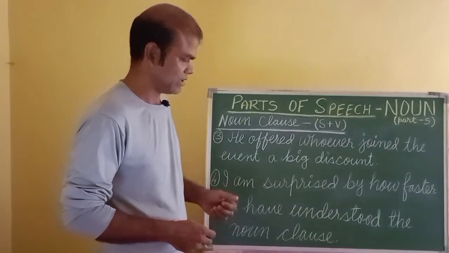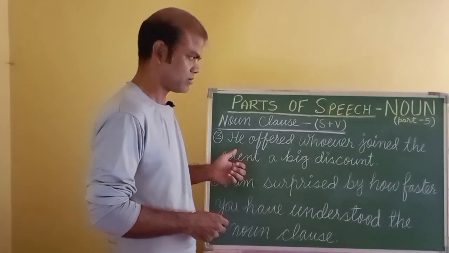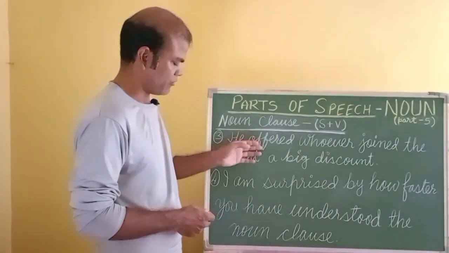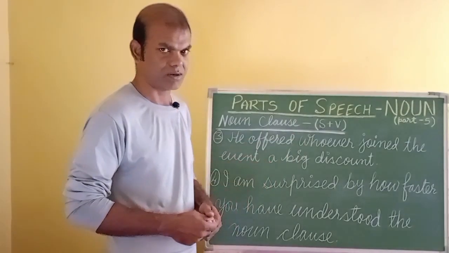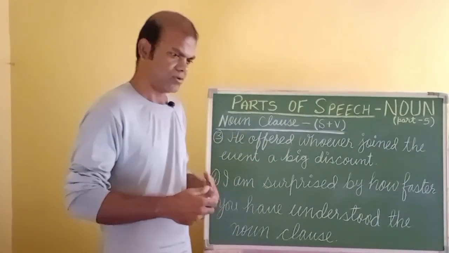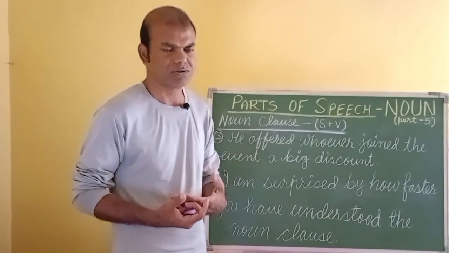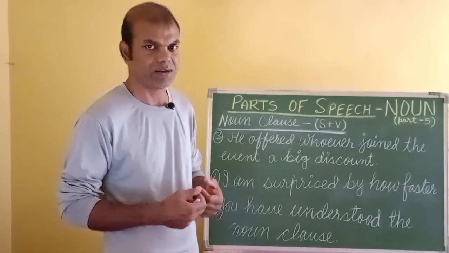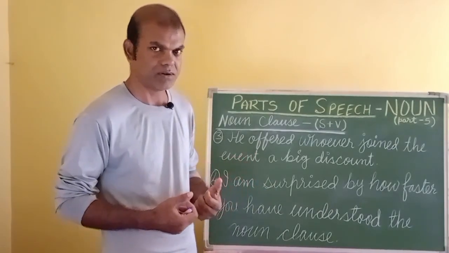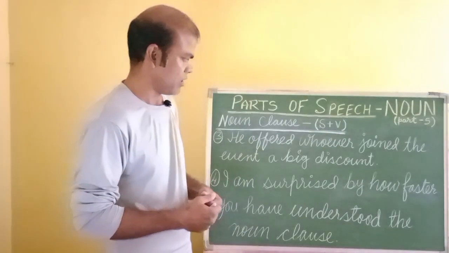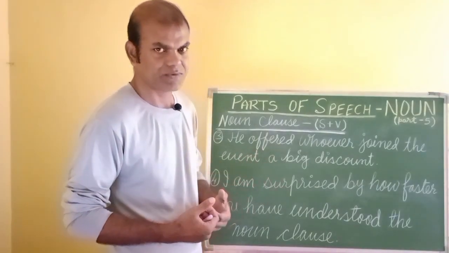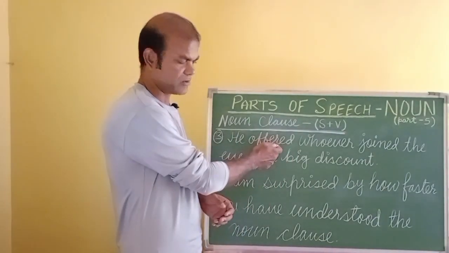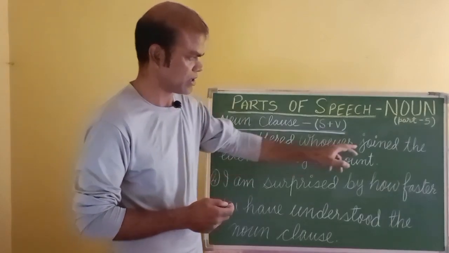Okay, so now we'll go with the next use of the noun clause. We are going to see the noun clause as an indirect object in the sentence. He offered whoever joined the event a big discount. Now if you are confused or not sure of the noun clause in a sentence, the best way is to find the verb, and not all the verbs, you must go with the tense verbs. If you get the tense verbs, it will be very easy for you to know the noun clause in a sentence. We got the verbs: the first verb is offered and the second verb is joined.